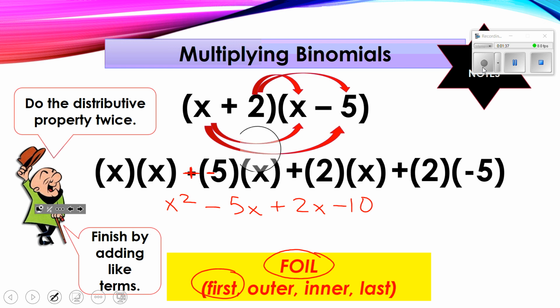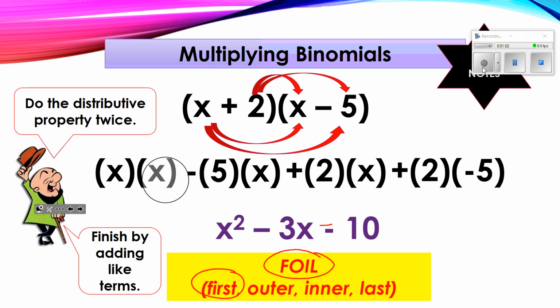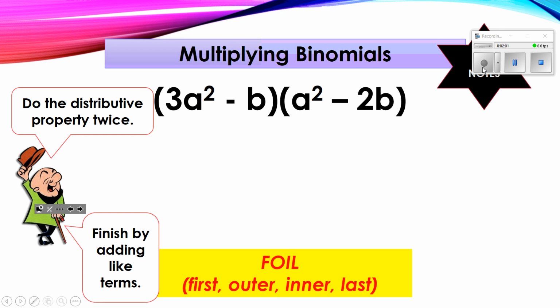If you'll notice here in the center, you have something that we refer to as like terms. When we have like terms, we have to simplify that by combining them. So when we do, the negative 5x and the plus 2x becomes a negative 3x. And when we multiply the two binomials, it became a quadratic trinomial, x squared minus 3x minus 10. Another example, we're going to practice this again.